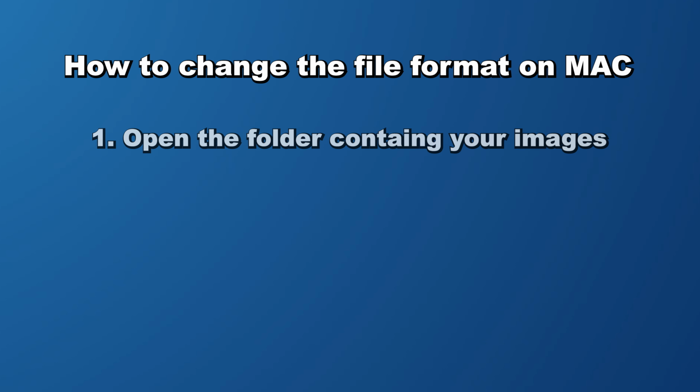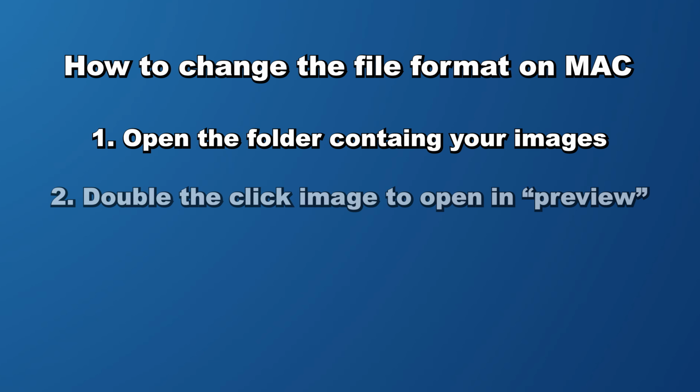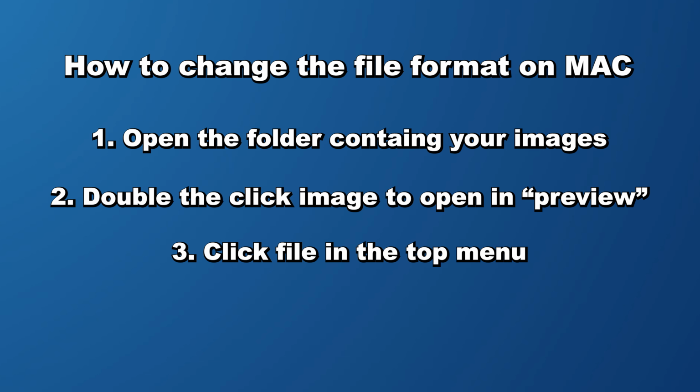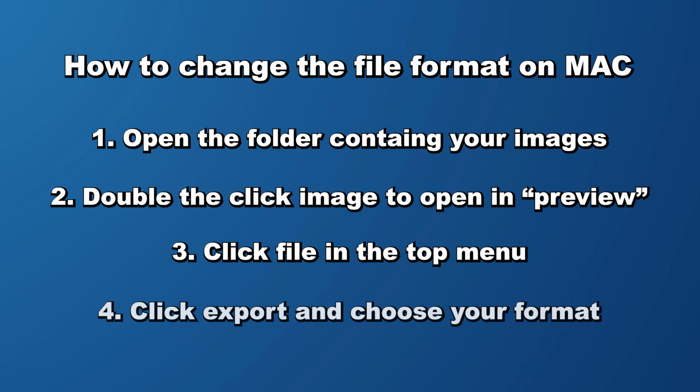On a Mac operating system, follow this method to change the format. Open the folder containing your images, then double-click on the image file to open it in Preview. Now click on File in the top menu, and select Export, and of course once again, choose the desired format.